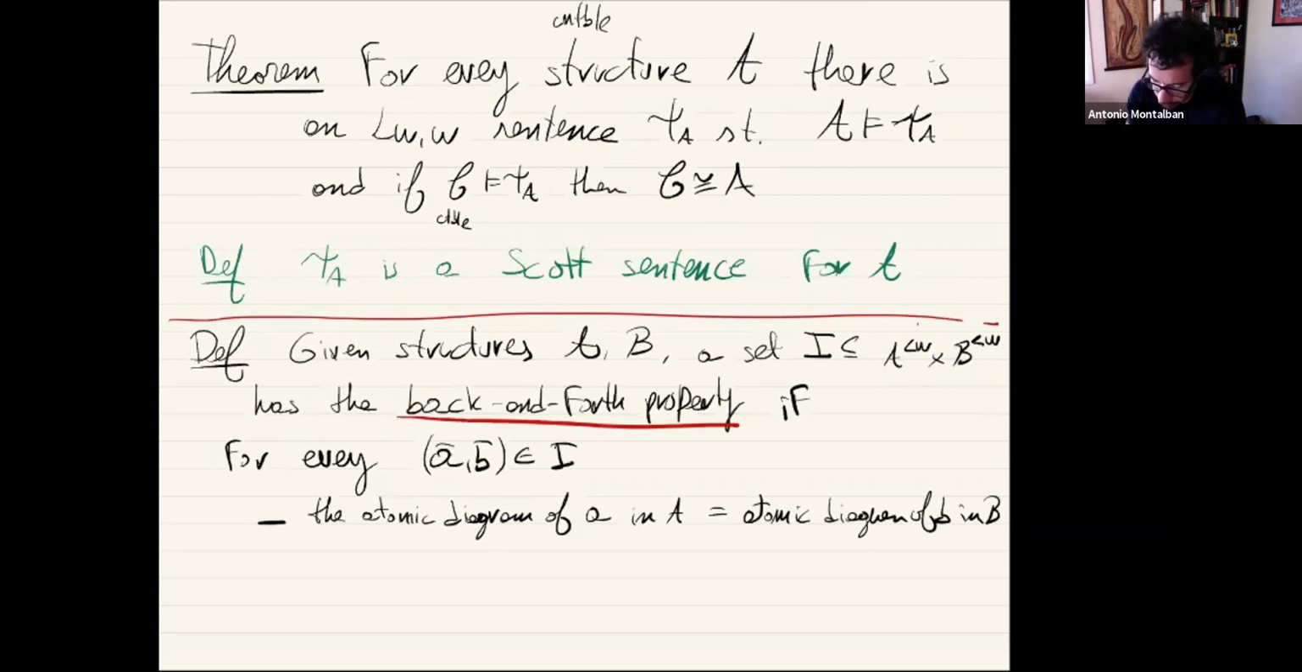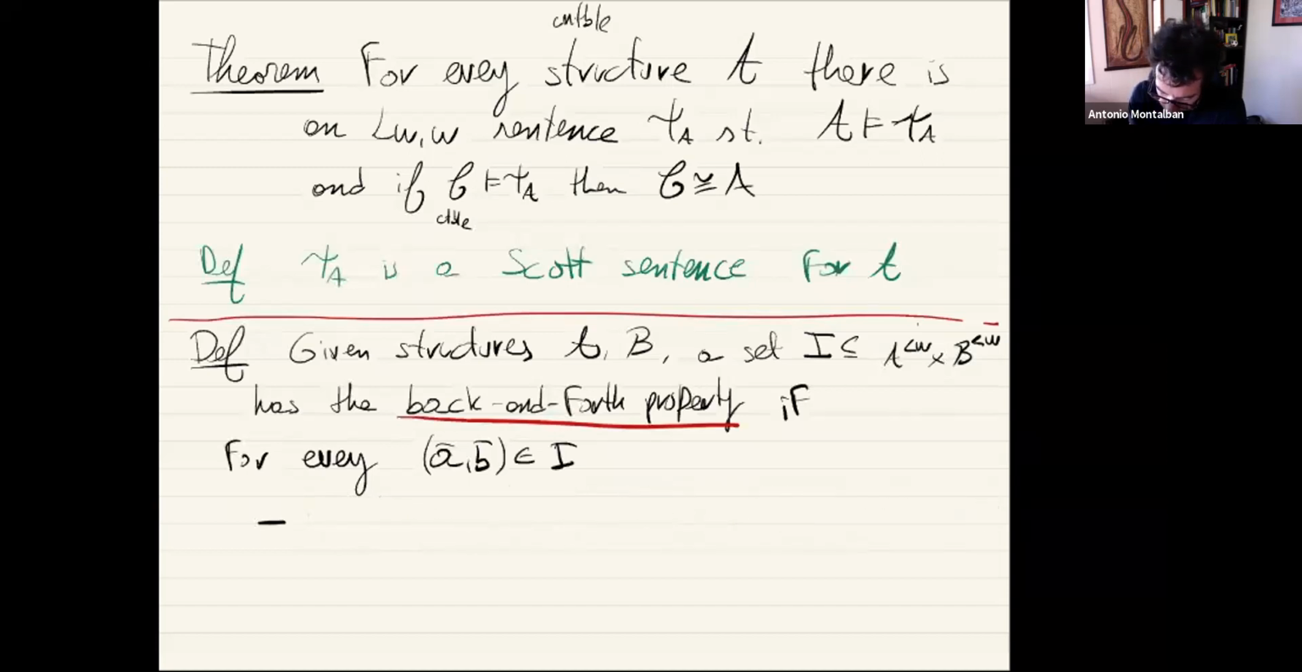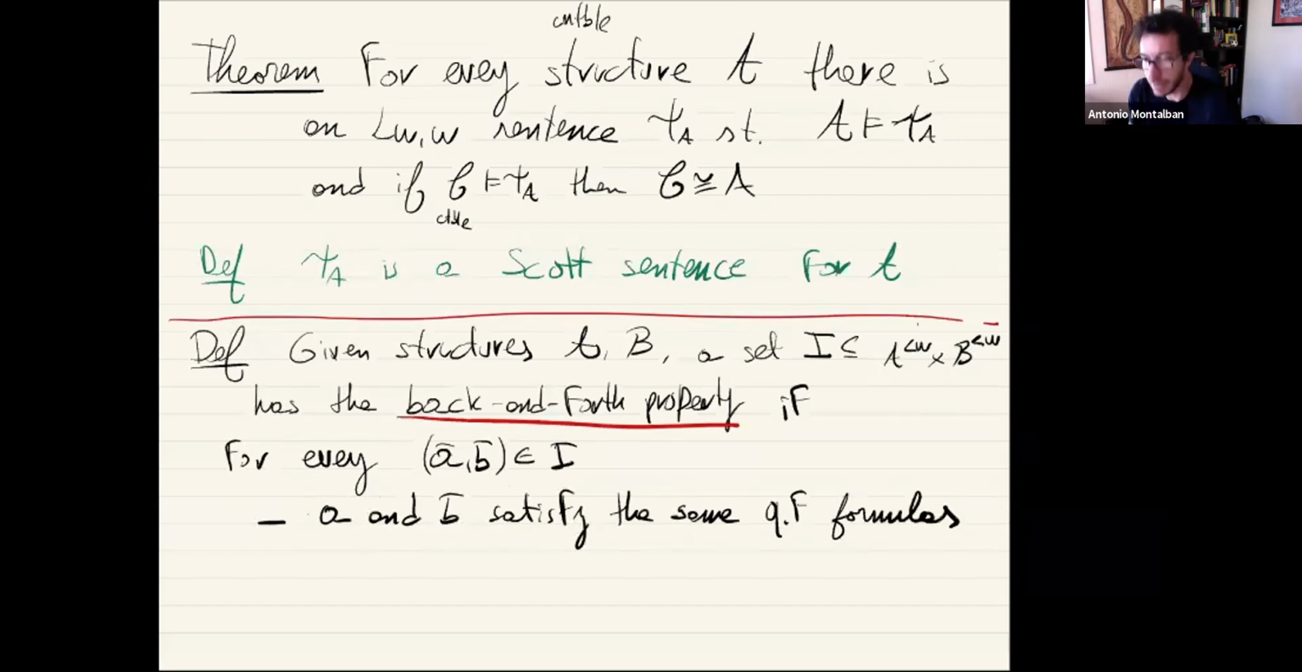I'm going to erase this. Instead of all the atomic formulas true about these tuples, whenever you have two tuples in I, I want them to satisfy the same atomic formulas, but infinitely many is too many. So what I'm going to say is, a and b satisfy the same quantifier-free formulas among the first few many, among the first, let's say, length of a many.